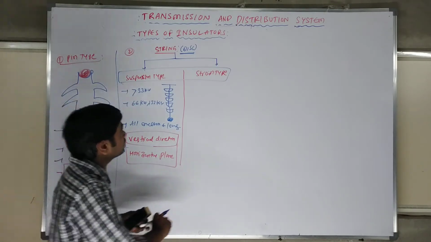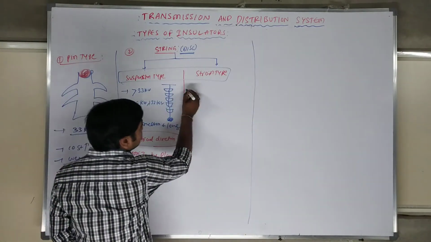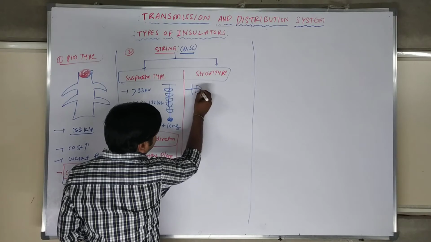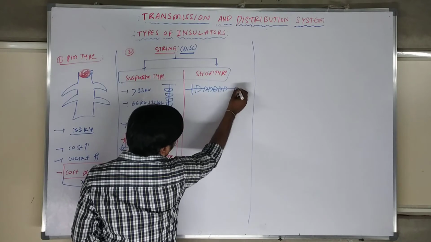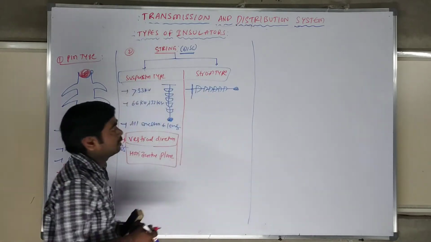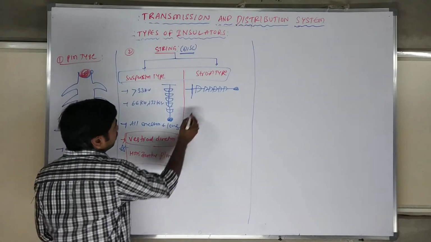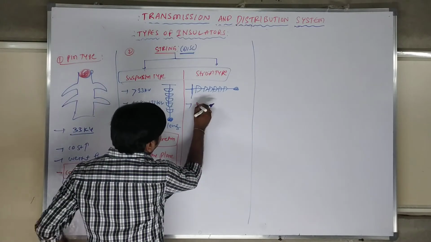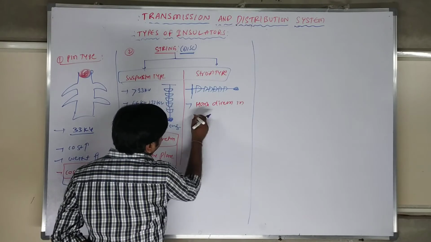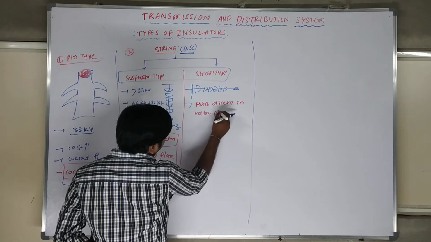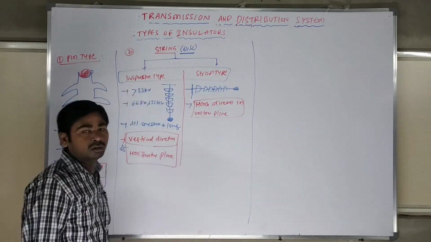Next, let us go to strain insulators, which are the same thing, just slightly different. In the strain insulator, the discs are kept in a horizontal direction, in a reverse manner, holding the power conductors generally. Same thing: the direction is horizontal and it is kept in the vertical plane.